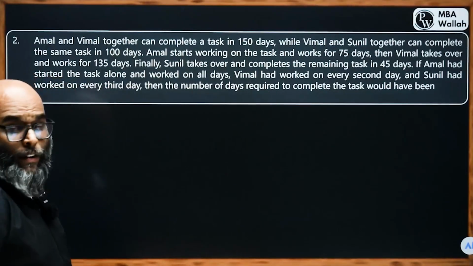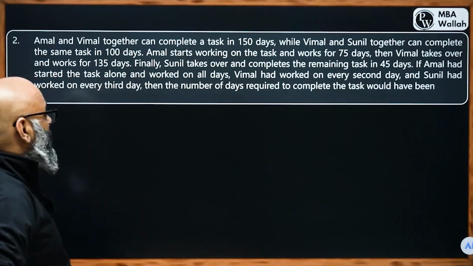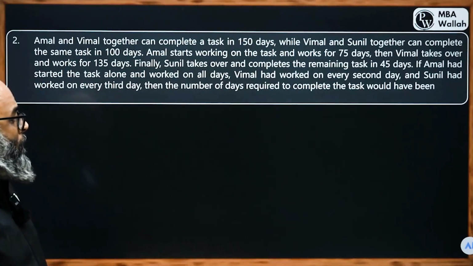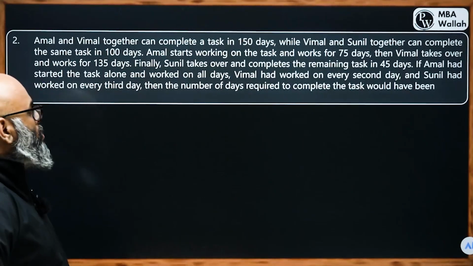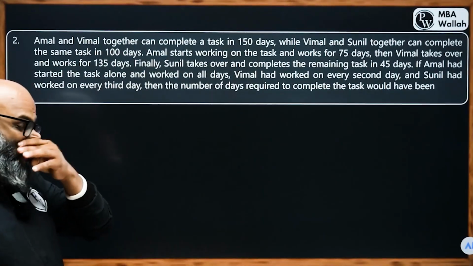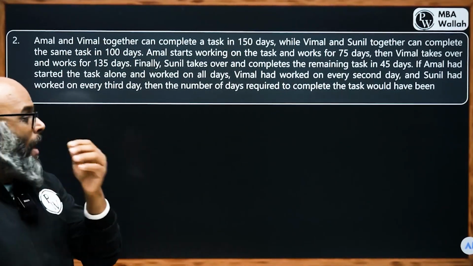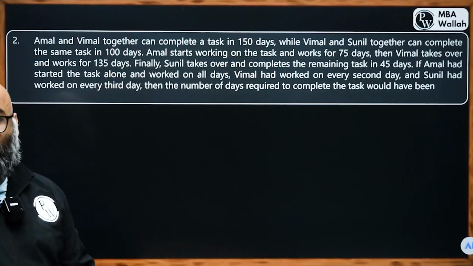So we have 3 different conditions given for the total work. If Amal had started the task alone and worked on all days, Viml worked on every second day, Sunil worked on every third day, then the number of days required to complete the task. Once again, cyclic pattern, but slightly lengthy. We still have to figure out the total time and individual efficiency.